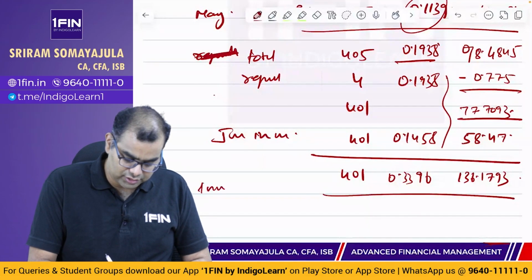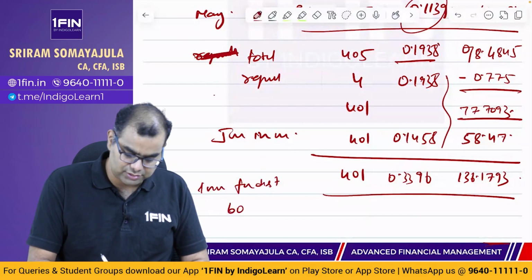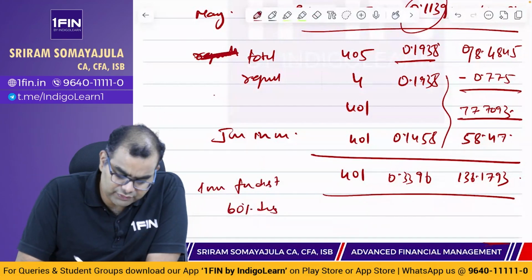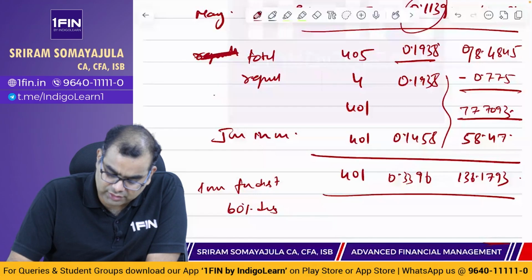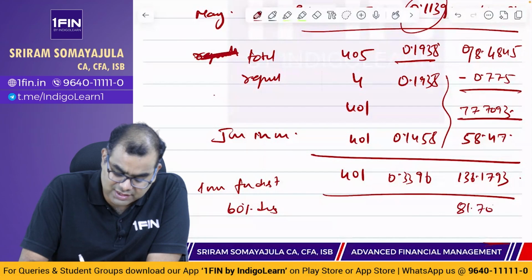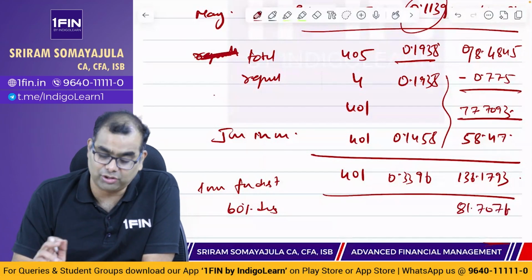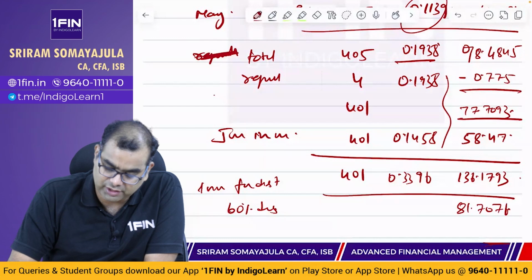Income for distribution. Then how much is distributed? They said 60% distributed. So out of this, 60% is paid. So 136.1793 into 0.6, which is 81.7076. See, everywhere else we took the per unit value. Here we are suddenly doing it on an overall basis. 81.7076 divided by 401.